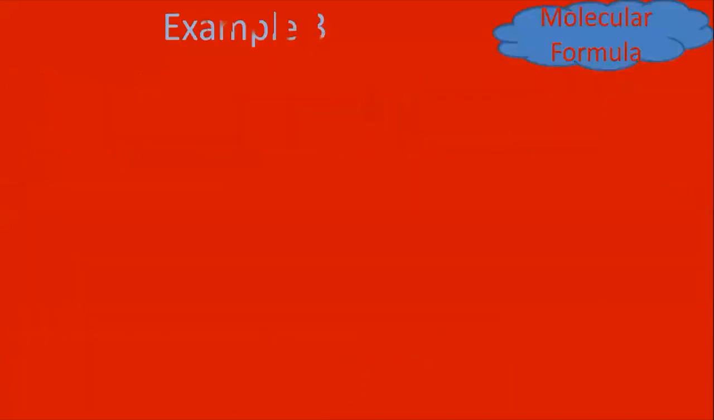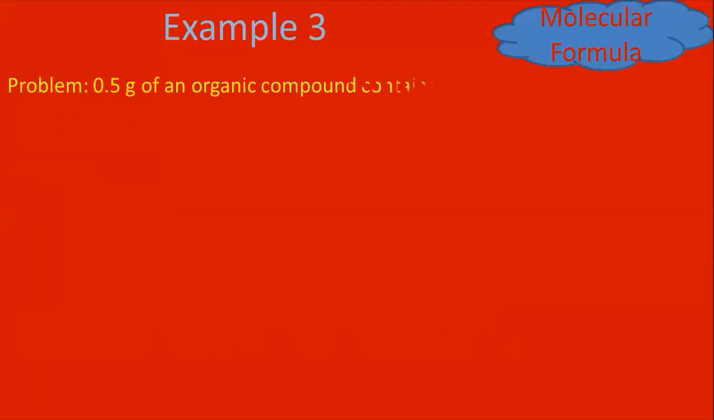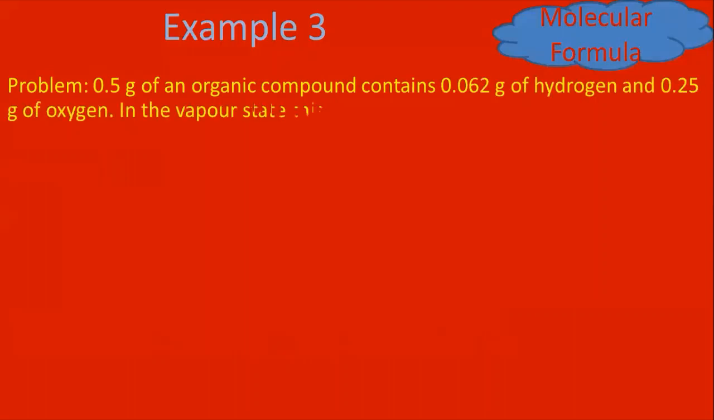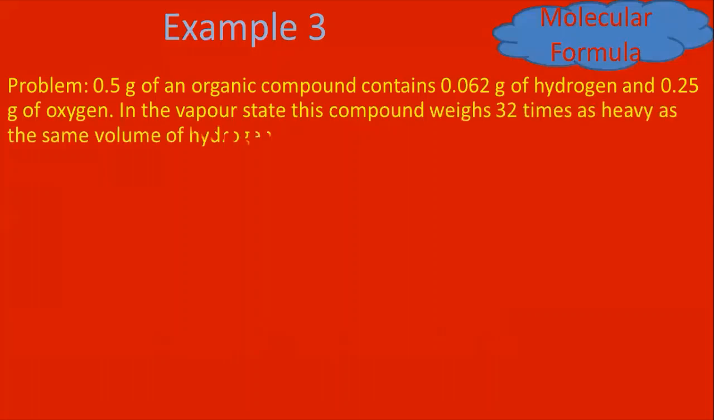Let us take another example. The problem is: 0.5 gram of an organic compound contains 0.062 gram of hydrogen and 0.25 gram of oxygen. In the vapor state, this compound weighs 32 times as heavy as the same volume of hydrogen. Determine the molecular formula. So you can see here the solution. First of all, we have to find out the empirical formula.